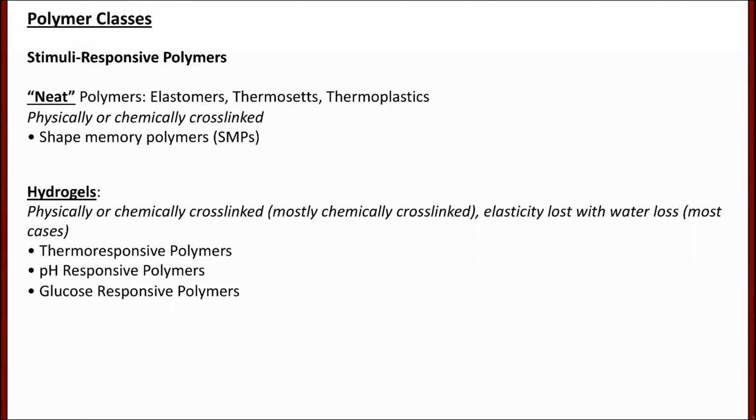Now, one huge class of polymers that we deal with quite a lot, or well, I don't deal with, but they deal with a lot in the research in the department, is hydrogels. Hydrogels are these physically or chemically cross-linked polymers which have elasticity, which is lost with water loss. So the main thing with a hydrogel is it can retain water. So they can be adapted for thermal responsive polymers, pH responsive polymers, and glucose responsive polymers. So you can see how this is going to separate out as we go along.